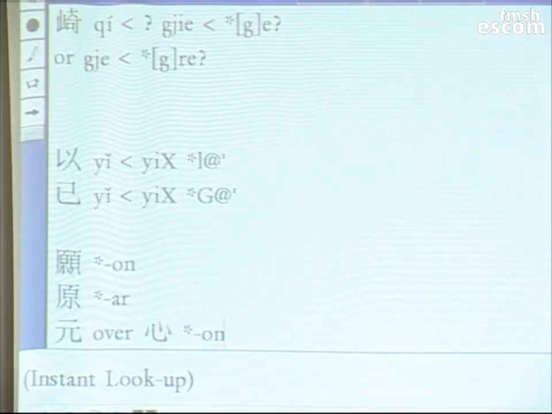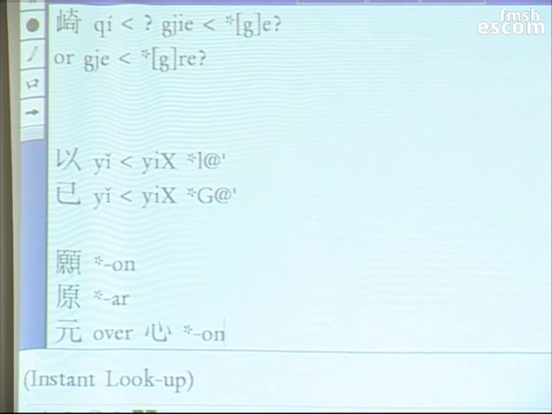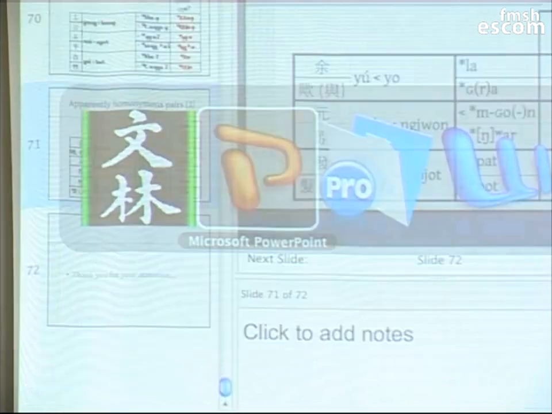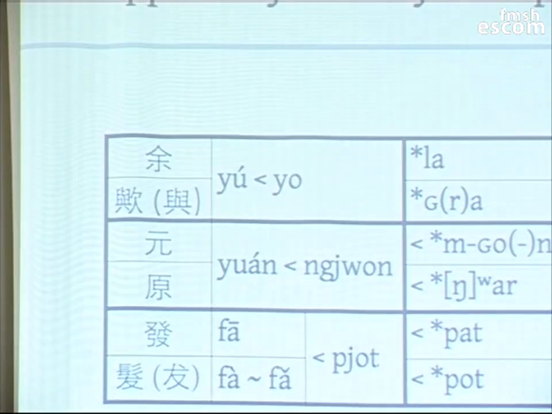You do have yuan over xian, and since yuan is on, that character is perfectly consistent with the reconstruction. So again, we have basically the prediction that this character has to be a late character, because otherwise this phonetic represents R. I'm not quite sure how I got to that. I guess it was here, yeah.